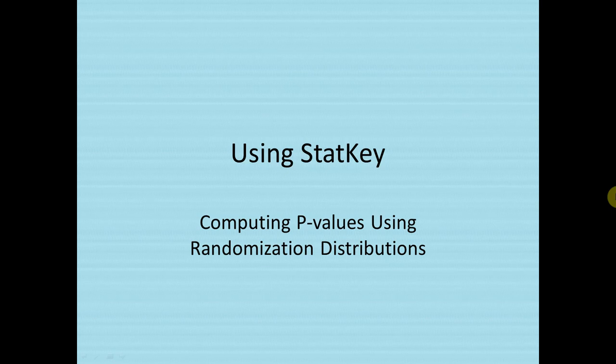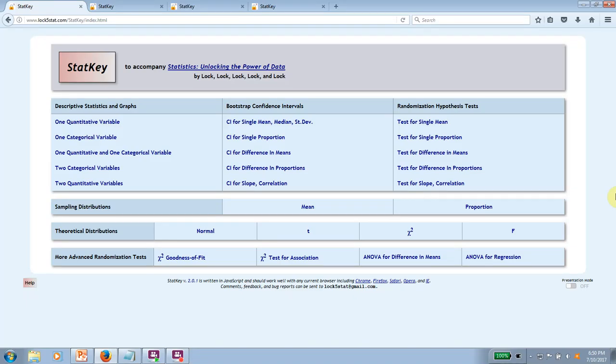The purpose of this video is to run through the different types of randomization distributions that you might have to construct using StatKey in order to compute p-values.